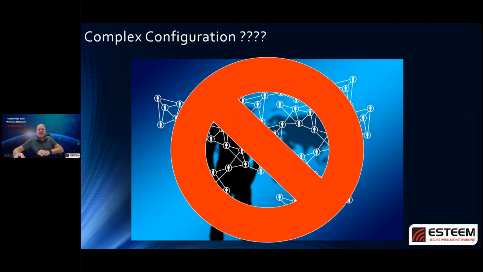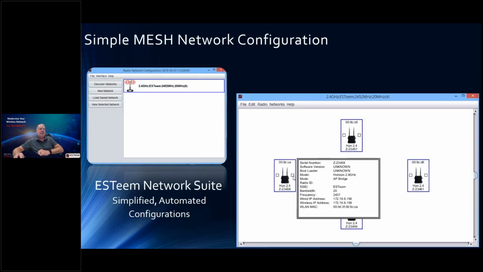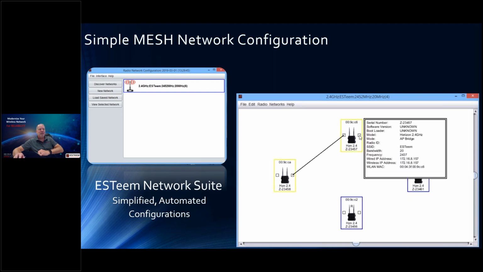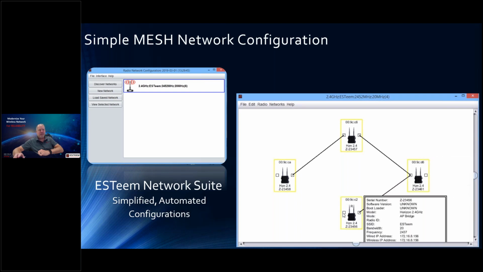But we've also said, let's make this easier. So what we've done is we've come out with what we call the Esteemed Network Suite. What we can do is simply draw lines on this utility between the radios. That's all it takes to configure this. So what that's actually doing is configuring these primary paths, right?